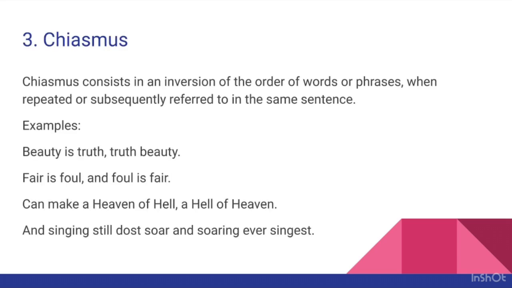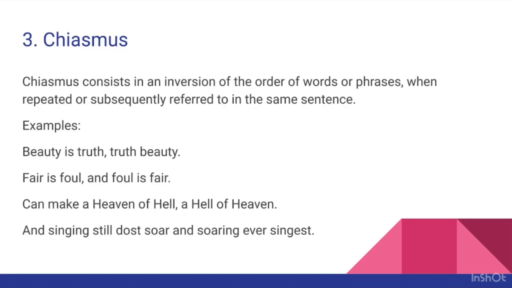Okay. Next figure of speech, chiasmus. Chiasmus consists in an inversion of the order of words or phrases when repeated or subsequently referred to in the same sentence. Okay, so remember that this will occur in the same sentence. The inversion of the order of words will occur in the same sentence, like: beauty is truth, truth beauty. So the order of words has been inverted in the same sentence.